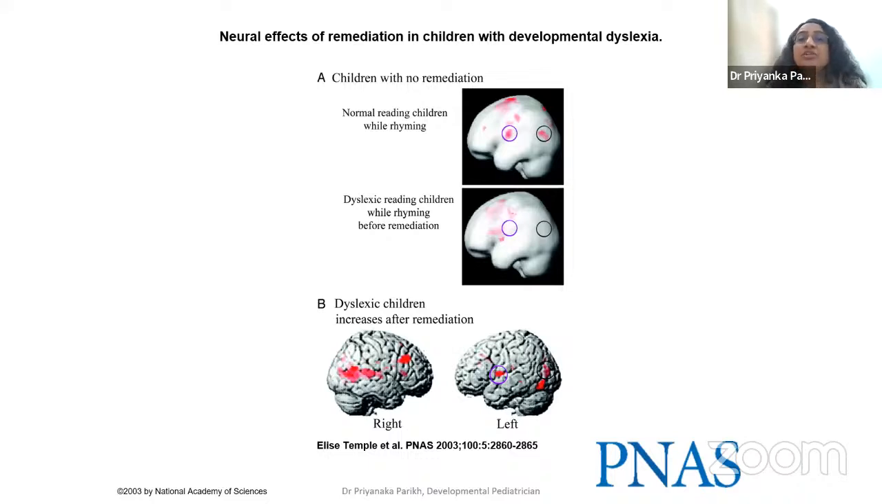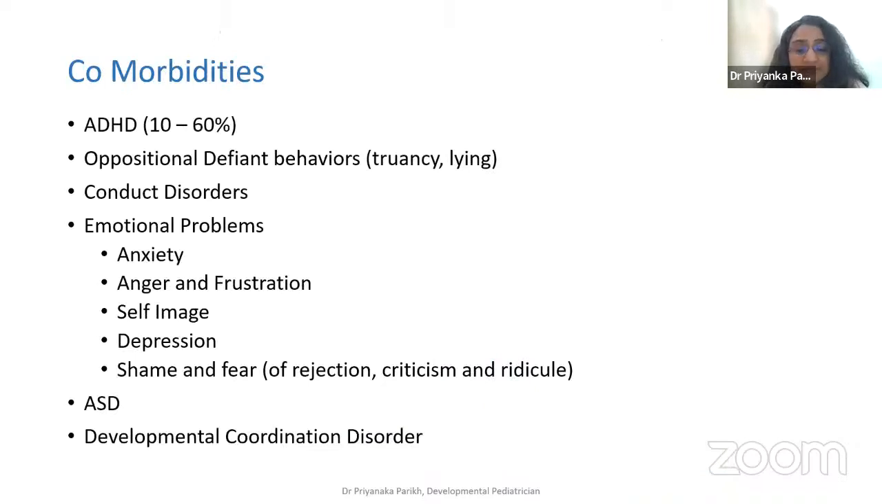So, children with no remediation. Here we are seeing normal reading children with the rhyming and the dyslexic children before remediation. And we find, with the functional MRI studies, that the areas which were not activated before start showing activation after a year of remediation. So we also have research-based evidence that early identification and remediation helps.